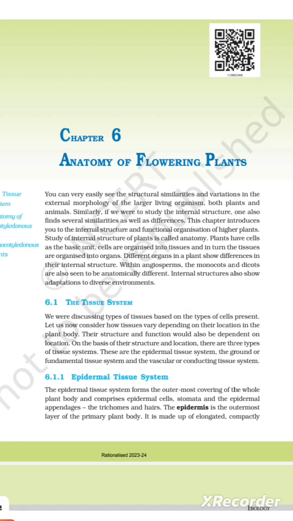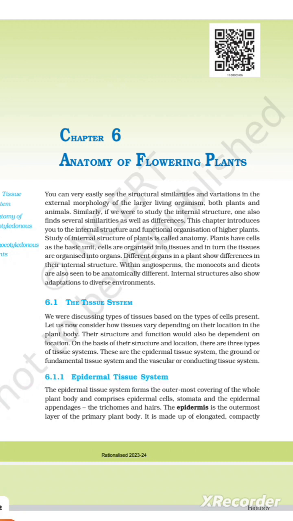6.1 The tissue system. We were discussing types of tissue based on the types of cells present. Let us now consider how tissues vary depending on their location in the plant body. Their structure and function would also be dependent on location. On the basis of their structure and location, there are three types of tissue systems: the epidermal tissue system, the ground or fundamental tissue system, and the vascular or conducting tissue system.